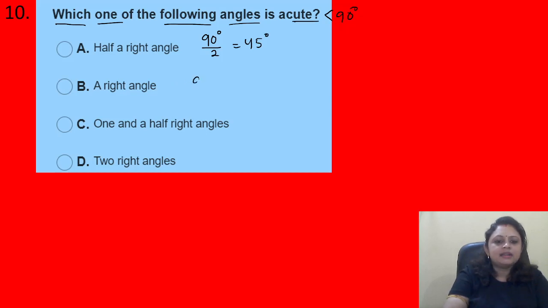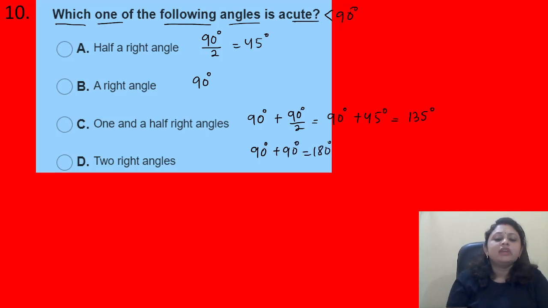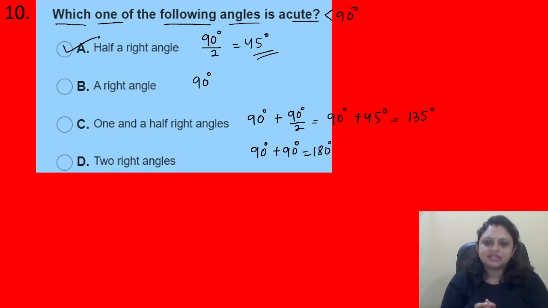Then a right angle, that is 90 degree. 1.5 right angles. One right angle is 90 degree plus half right angle, that is 90 degree by 2. So it will be 90 degree plus 45 degree, 135 degree. Two right angles, that is 90 degree plus 90 degree equal to 180 degree. So we have to find the acute one, right? That is less than 90 degree. Which one is? That is the 45 degree. So correct answer is option A, half a right angle.